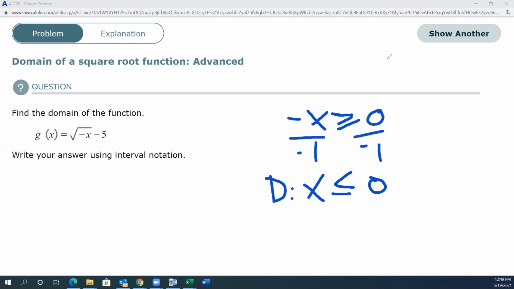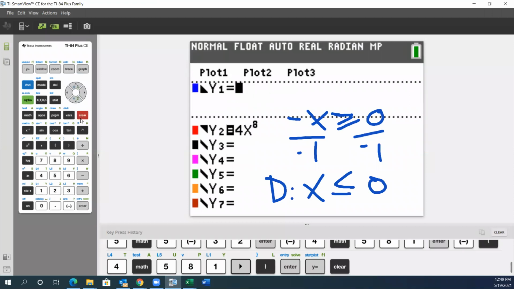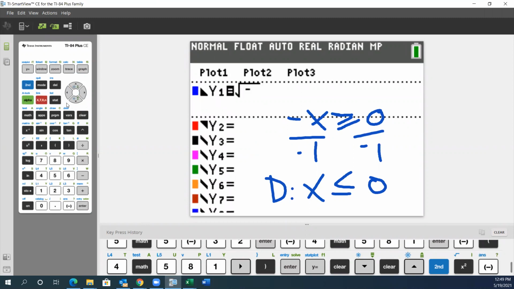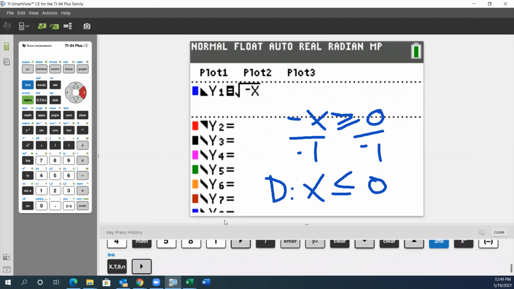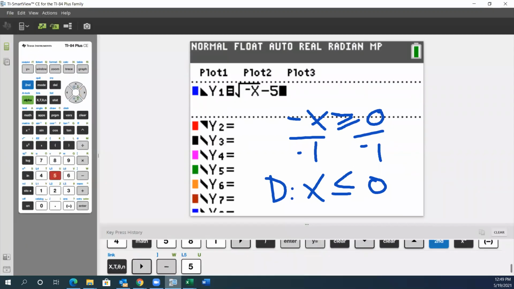So the number you plug in can be anything that's less than or equal to 0. It can be 0 or a negative number. Let's double check that on the calculator. So to do that, I'm going to plug in the original function. And I know it's messy, but I like that one time. Okay, so 2nd square root, -x, right arrow to get out of the radical, and then -5.